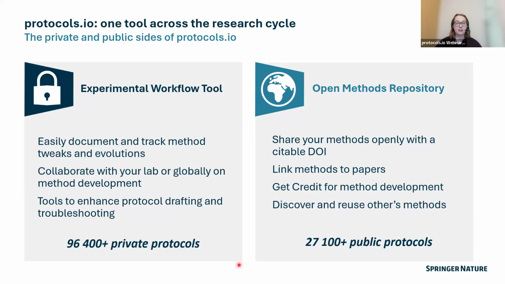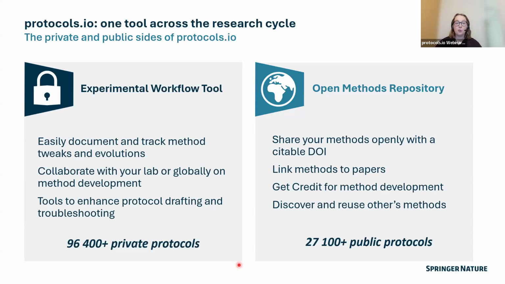There are two main sides to Protocols.io. We're one tool across the research cycle. The private side is our experimental workflow tool where you can document and track method tweaks. You can collaborate with your lab or global collaborators, and you can work to troubleshoot your protocol or take protocols that exist already and bring them onto protocols.io, which I'll talk about a bit later. We have over 96,400 protocols on the private side, and so these are accessible just to those researchers and anyone they choose to share them with.